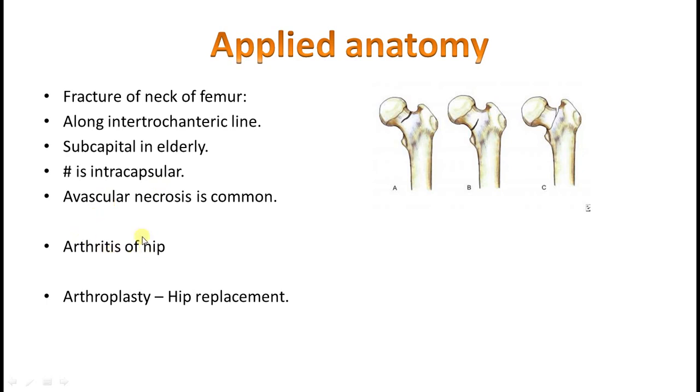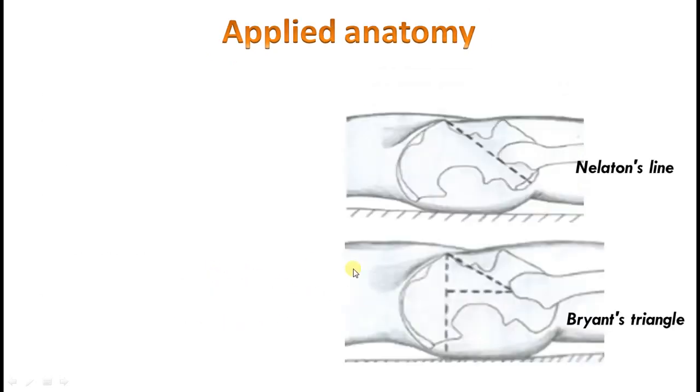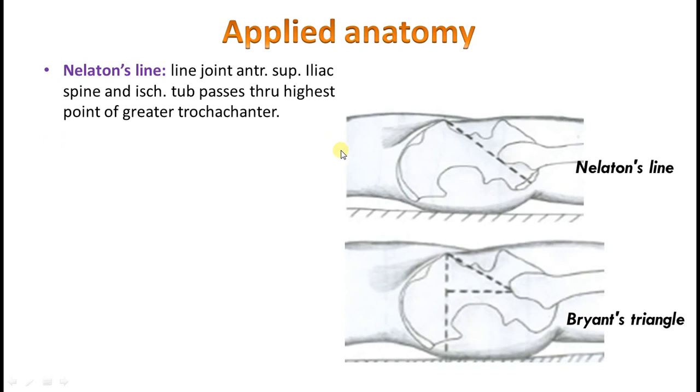Then inflammation mainly of the synovial membrane, arthritis, can affect the hip like your knee joint. Then hip replacement, arthroplasty. Then apart from that, certain things help to identify whether there is a fracture or not.